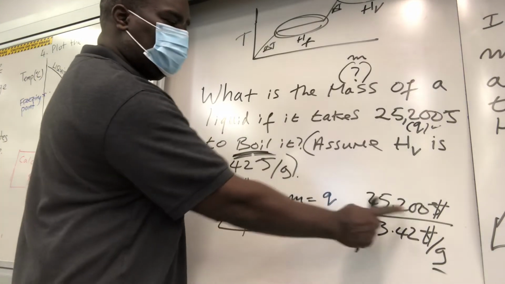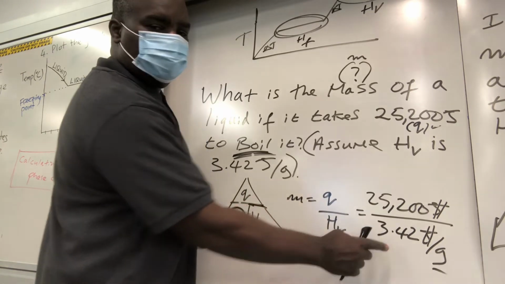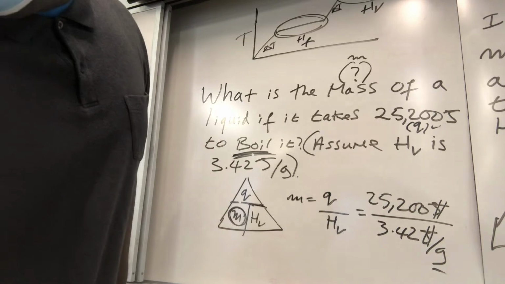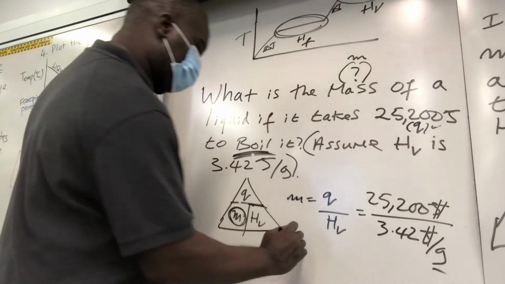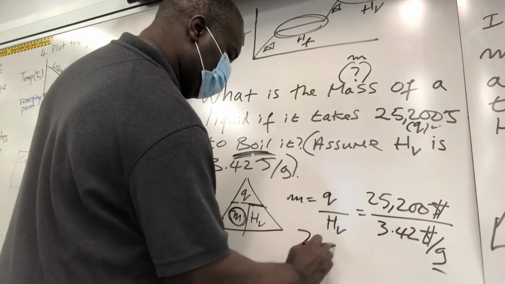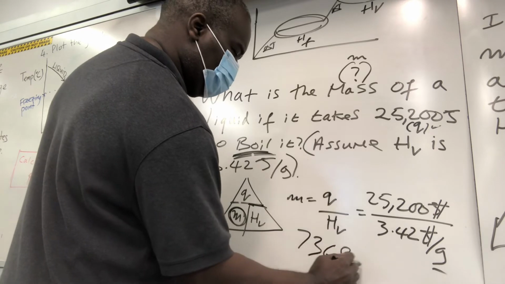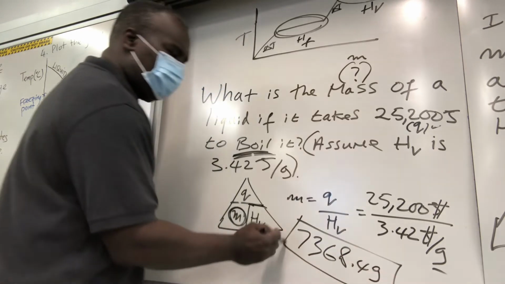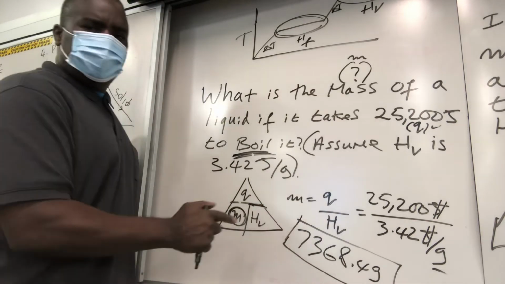So 25,200 divided by 3.42. By my calculations, I got 7,368.4 grams for the mass. So if you got anything around that, bam, you're good to go.